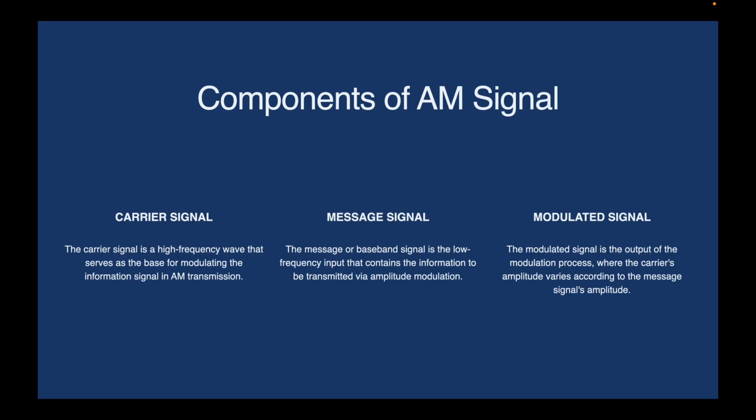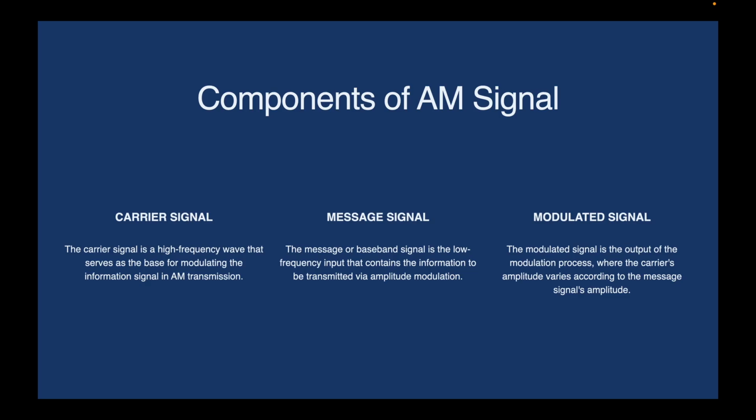Components of AM signal. Carrier signal. The carrier signal is a high frequency wave that serves as the base for modulating the information signal in AM transmission. Message signal. Message or baseband signal is the low frequency input that contains the information to be transmitted via amplitude modulation.